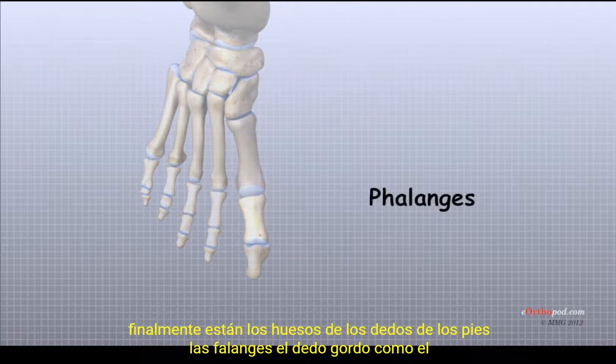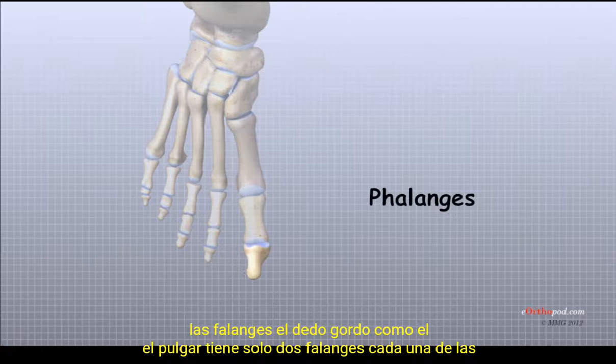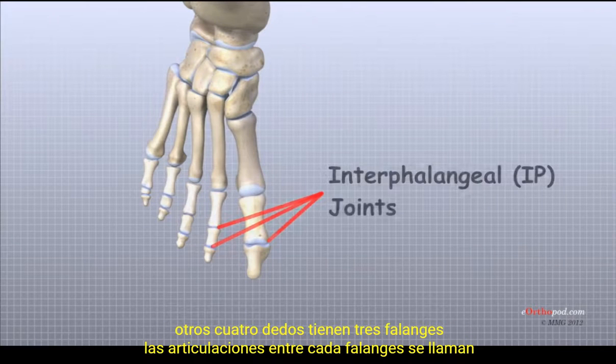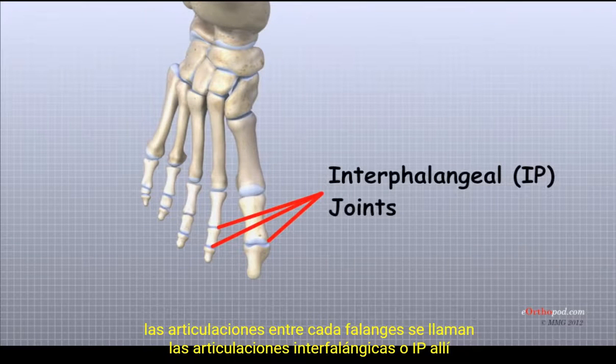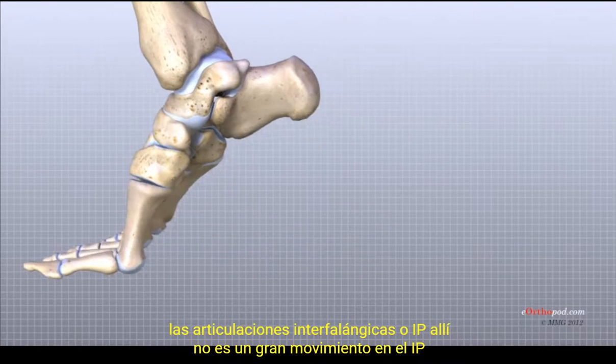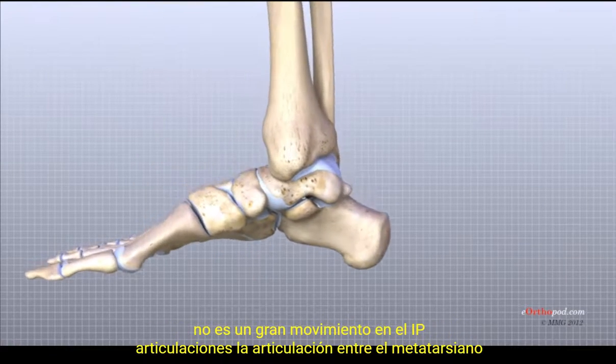The great toe, like the thumb, has only 2 phalanges. Each of the other 4 toes has 3 phalanges. The joints between each phalanx are called the interphalangeal or IP joints. There is not a great deal of motion in the IP joints.